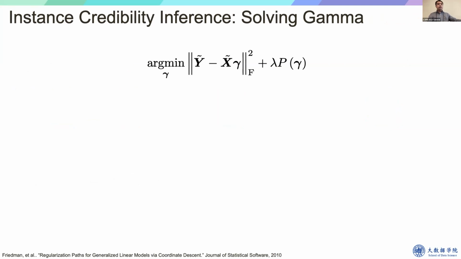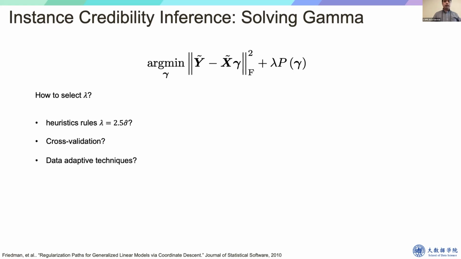A number of methods for determining lambda exist. For example, some heuristic rules, some use cross validation, some use data adaptive techniques, and also some information criteria, but none is suitable when the label is noisy. And we don't have a proper method to choose lambda in advance. This inspires us to sequentially consider all available solutions for all sparse variables along the solution path by regarding the solution of gamma as a function of lambda.